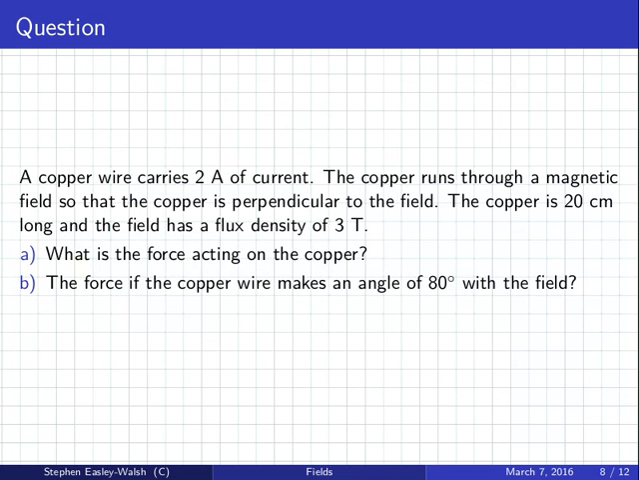So now finally onto some examples. A copper wire has 2 amps in it, and it runs through a magnetic field, and the copper is 20 centimeters long, and the field is 3 Tesla. What is the force on it? Which formula is that? BIL. And if the angle is 80 degrees, which formula is that? BIL sine 80. Okay, so calculate for me, please.